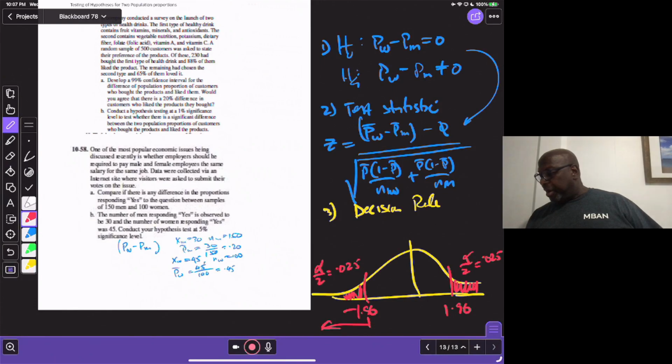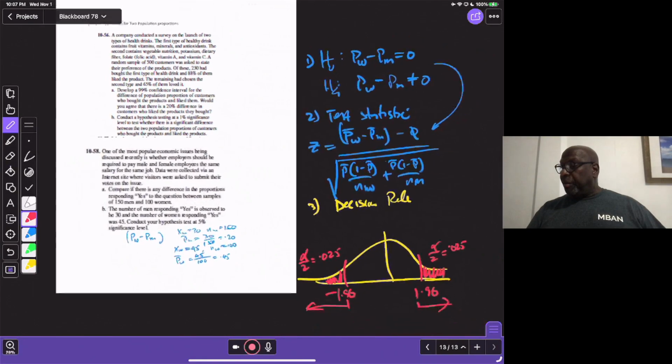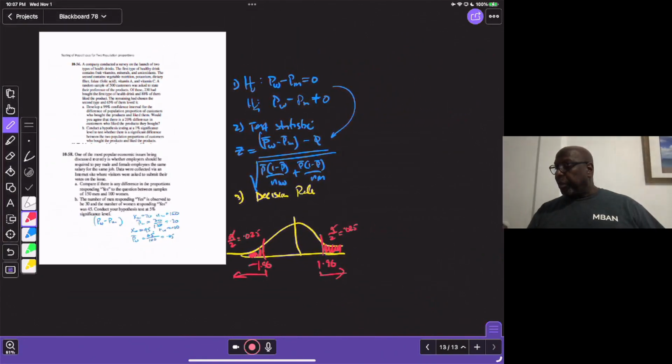You're supposed to know that by now. When you have 2.5% in the tail, we have essentially the equivalent of a 95% confidence interval, where Z is 1.96. So if the absolute value of our Z value, since it is a two-tail test, is greater than or equal to 1.96, we will reject the null hypothesis, otherwise fail to reject.